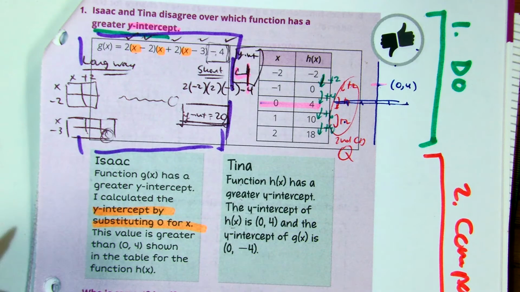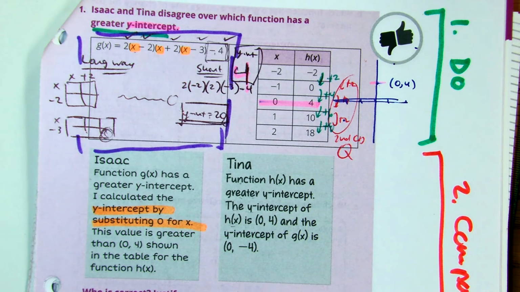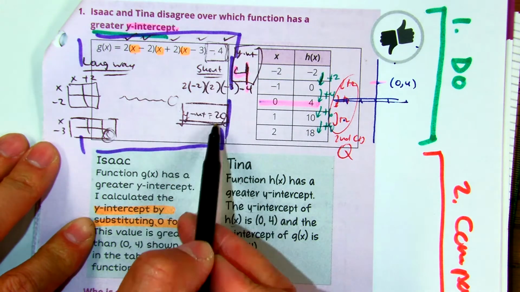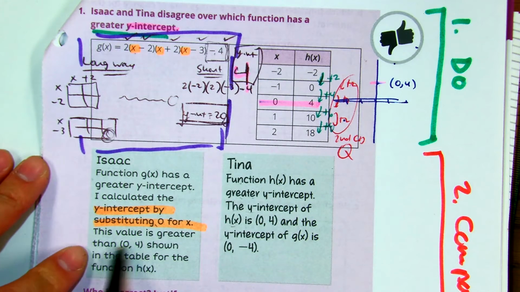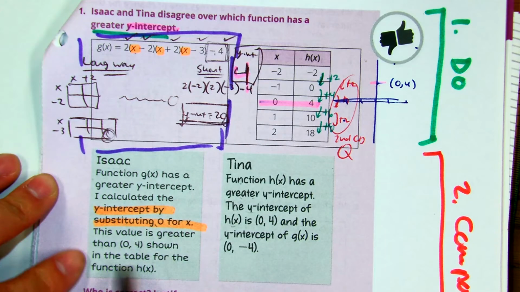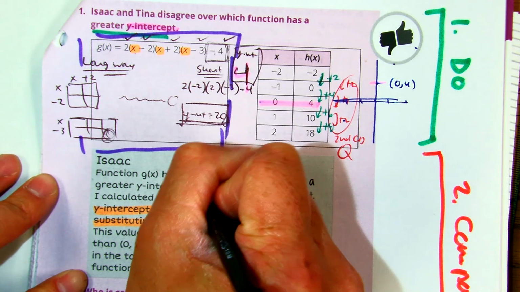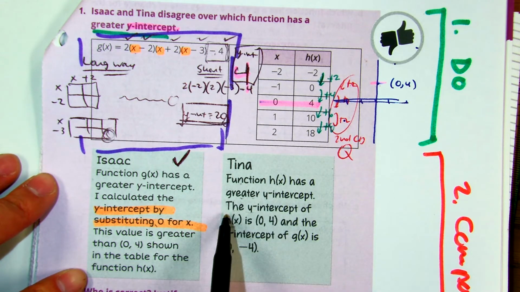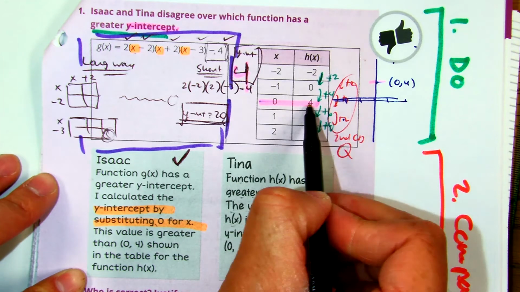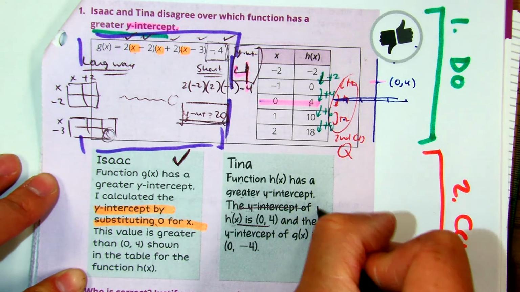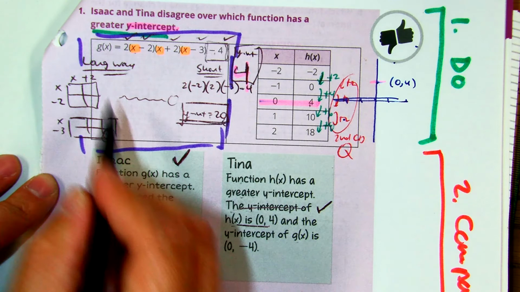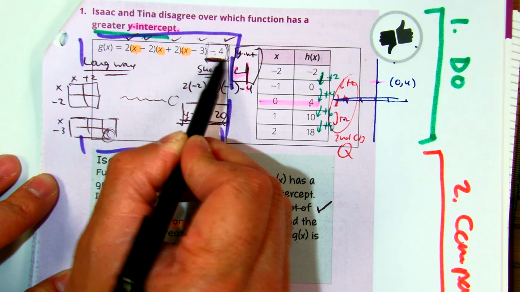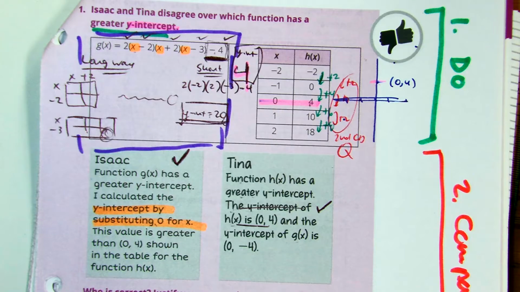Now let's look at what our students have here. Isaac put in 0 for x. That gives me the shortcut of a 20. And it says this value is greater than 4, shown in the table for the function. So it looks like Isaac is correct. Let's look at Tina's. Tina says the function h of x has a greater y-intercept. The y-intercept of h of x is 4. So this part is correct. And the y-intercept of this one is negative 4. So Tina thought that this was in standard form, which was incorrect.